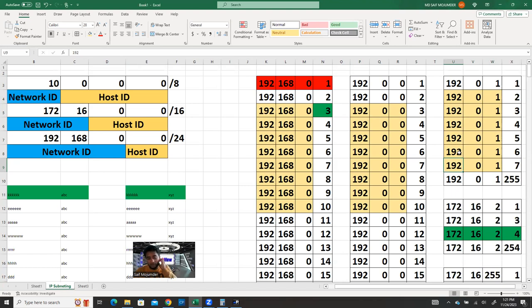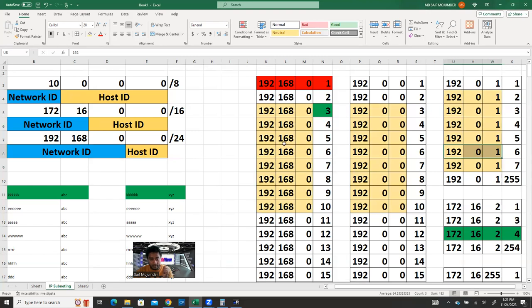But one thing is, it's not the same family. Why? Because if you look at here, all three are maintaining 3 octets same, but it's not similar. That means one is ABC, another one is XYZ. How? 192.168.0, if it is the same family, it's supposed to be 192.168.0, right? But it's not 168, it's 0. And this one also is supposed to be same, right?